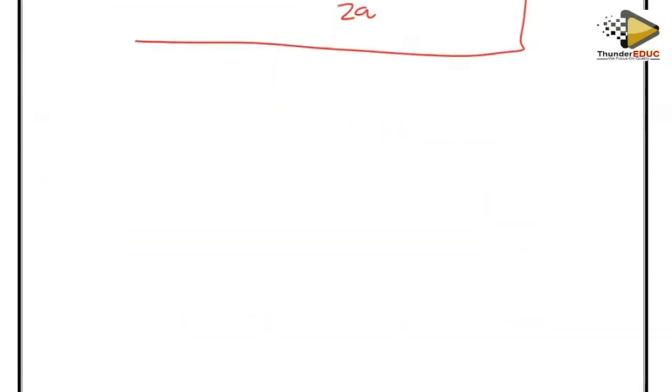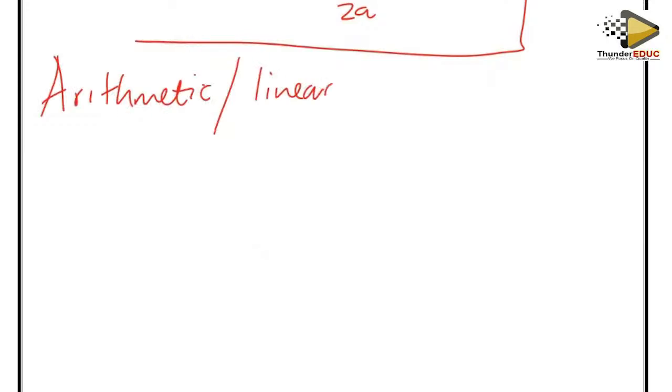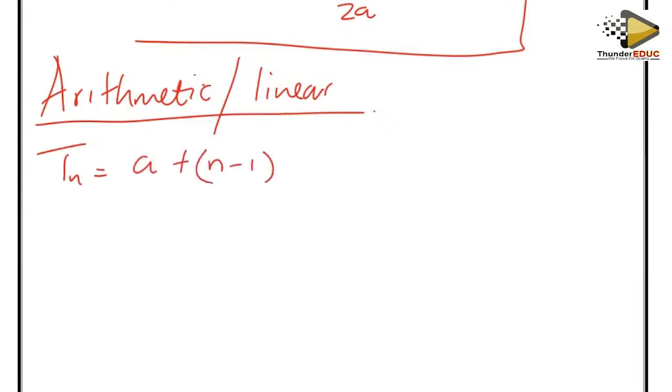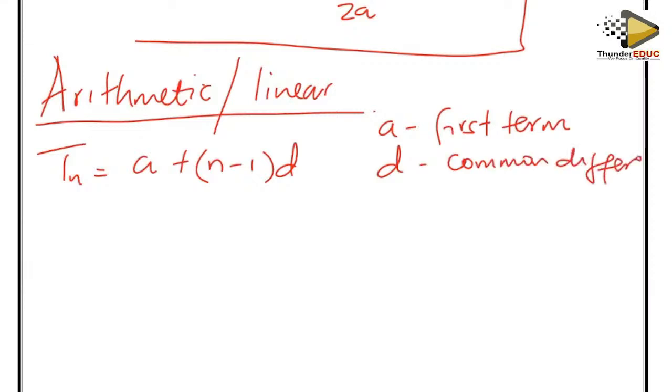Okay, then let's talk about the arithmetic. Arithmetic, sometimes we call them the linear patterns. So with these ones, we can start with the general term, which is given as a plus (n minus 1) into d. Okay, we know that a represents the first term, and then d represents the common difference. The n will be just the position of the term within the sequence or within the pattern or progression.